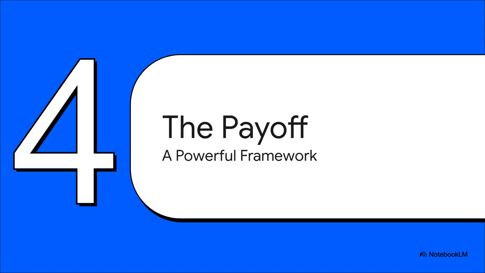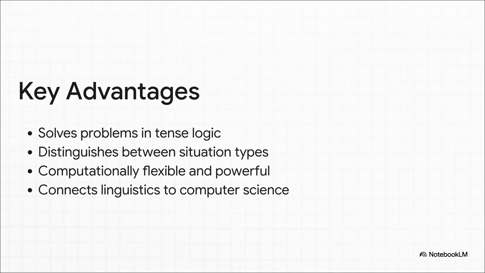Okay, so we've got our observations, our inertia, and our granularity. Those are the building blocks. But so what? Why does any of this matter? What's the big payoff here? Well, when you put all of these pieces together, you get a framework for analyzing language that is just remarkably powerful. I mean, the advantages are huge.